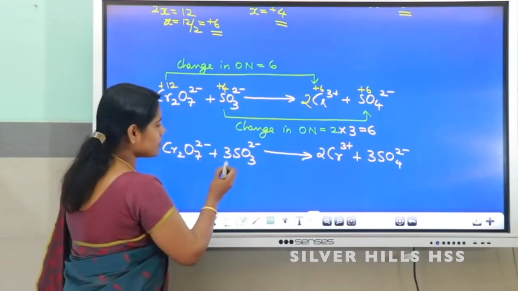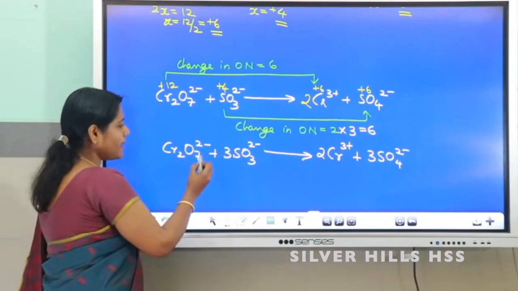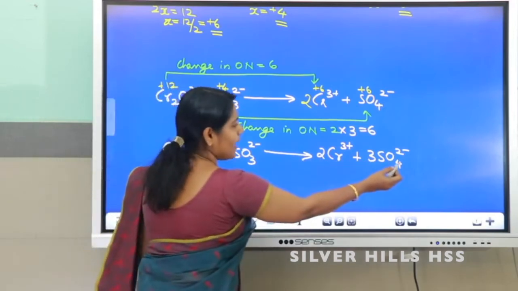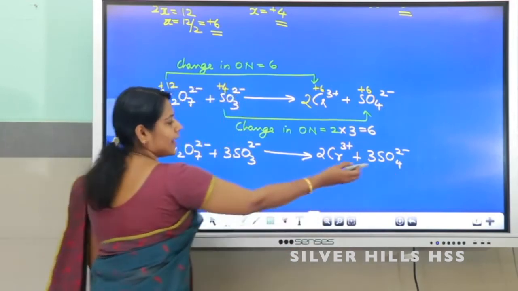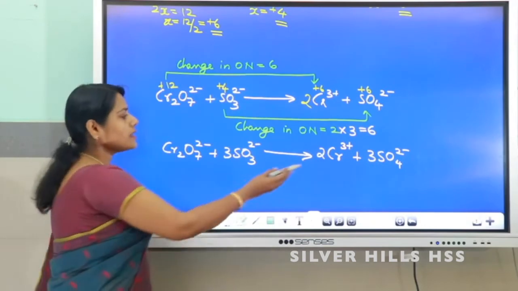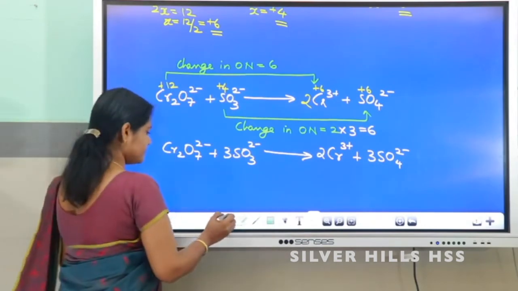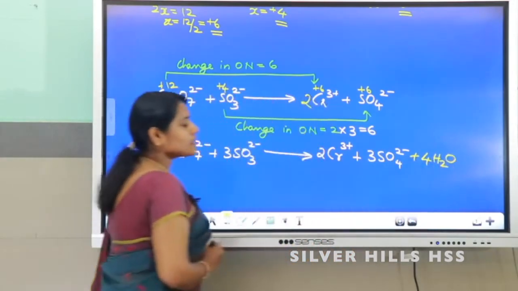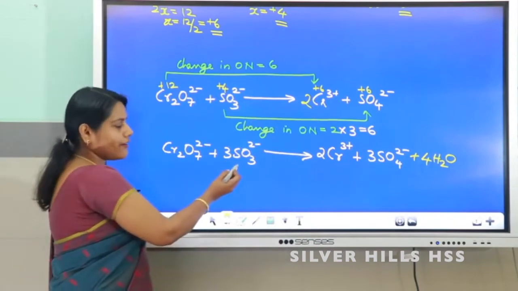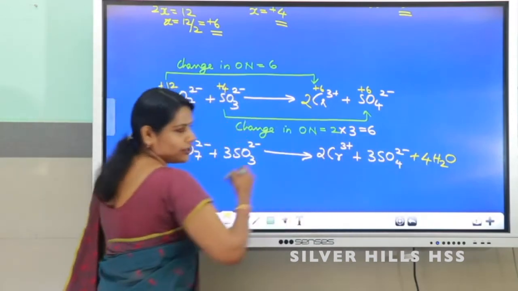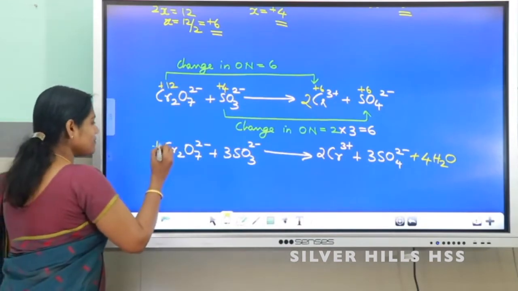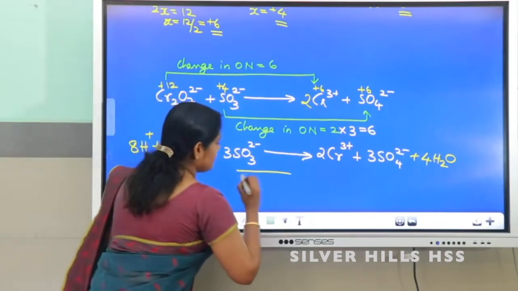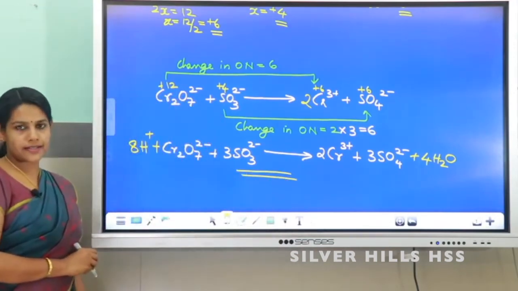So count the number of oxygen atoms. Here we have 7 plus 3 threes are 9, that is 9 plus 7, 16 oxygen atoms, and on this side we have 12 oxygen atoms. So this side there is a deficiency of 4 oxygen atoms. Let us add 4 water molecules. Now let us balance hydrogen atoms. This side we do not have any hydrogen atoms, and here we have 8 hydrogen atoms. So, in order to balance hydrogen atoms, we will add 8H+ to the side deficient of hydrogen atoms. So now this reaction is balanced.